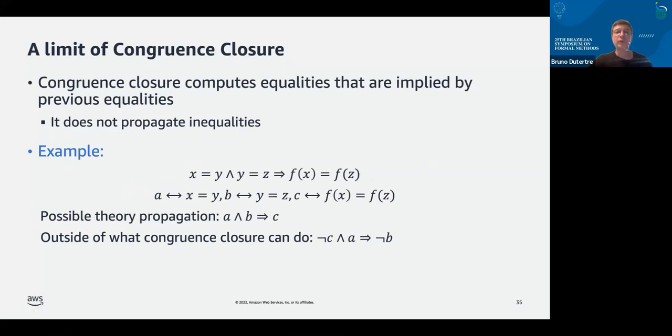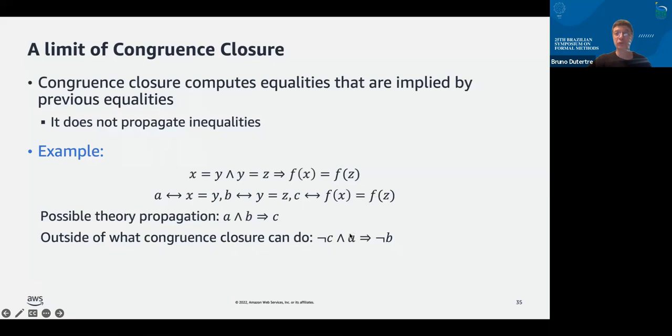And if you assume that these atoms are mapped to variables a, b, and c, the congruence closure will be able to propagate that a and b implies c. That is reasoning in the forward direction: x equals z and y equals z implies f of x equals f of z. But it will not be able to generate theory propagation if c is false and a is true.